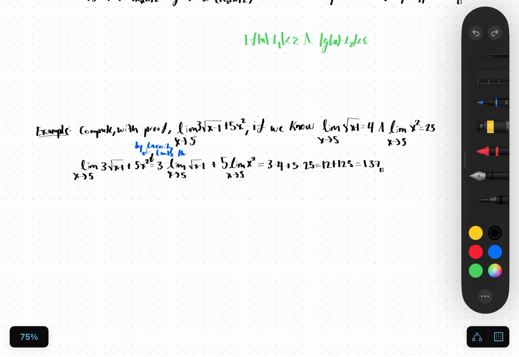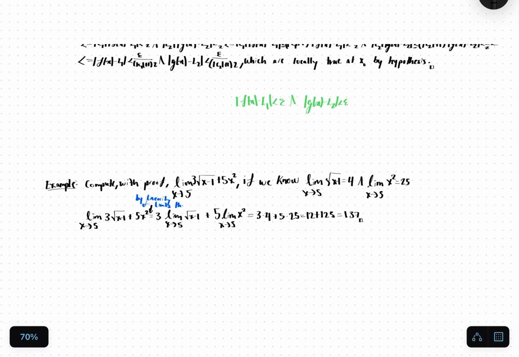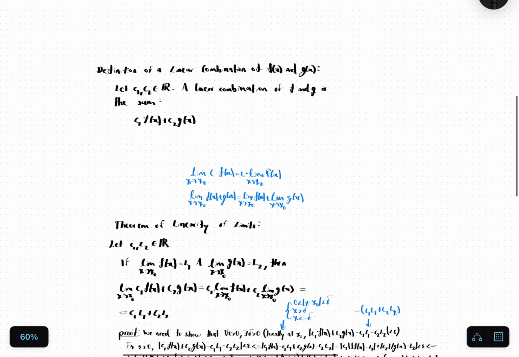So on the AP exam, you will only be asked to compute a certain limit using these properties. So you do have to know the properties. You do not have to know the name of the theorem. However, it is important to keep in mind that the proof, nevertheless, can also be very important. So hopefully this helped you out, and goodbye.